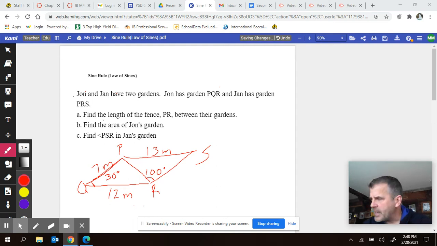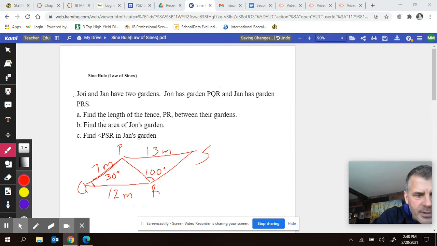Here's an example. This is actually example 12 on page 493, where several things are involved. We have two triangles that are joined at the segment PR, and this has to do with John and Jan's two gardens. PQR is John's and PRS is Jan's. They want us to find the fence that's the length PR. They want us to find the area of John's garden, which is PQR. And then we're going to find the angle PSR that's within Jan's garden.